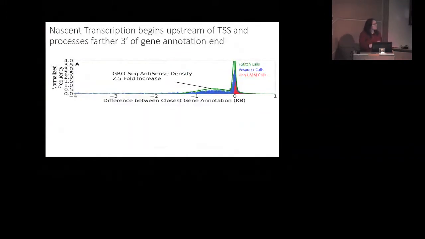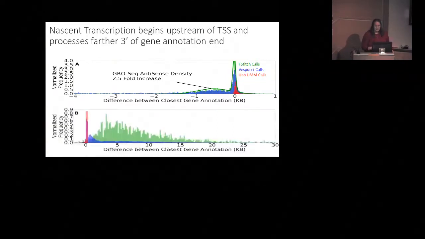Well, at the 5' end, most of the polymerase loading is pretty close to the annotated start. Here is the 5' end estimations for annotated genes for our method in green, as well as a windowing method in blue, and in red, a method that was actually another hidden Markov model, but this one was trained directly on annotation. And so being trained on annotation, it basically gets the annotation and not what the data tells you.